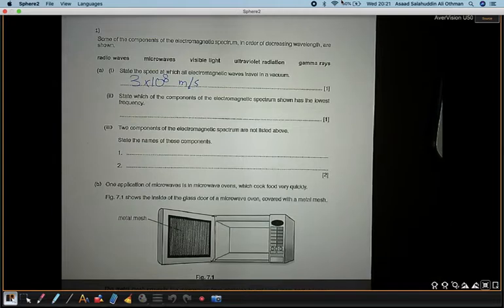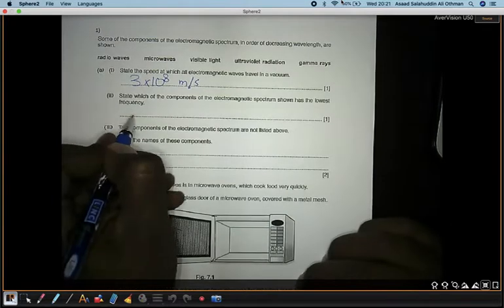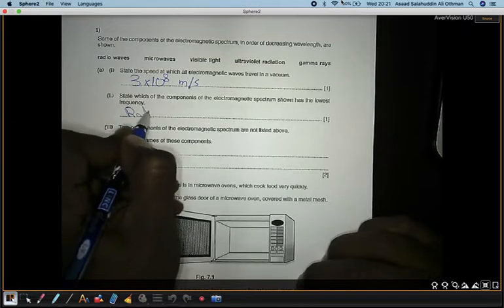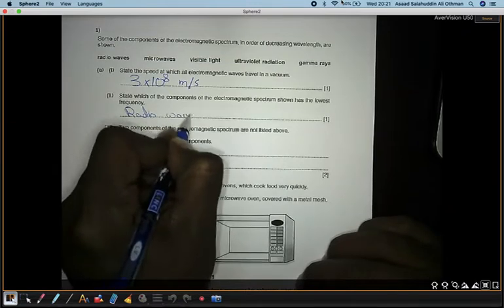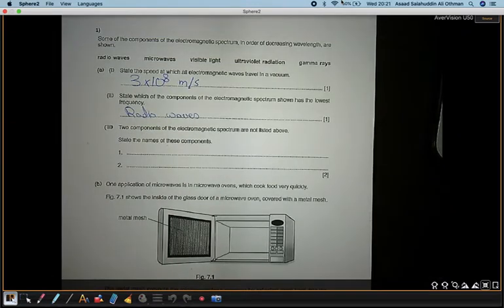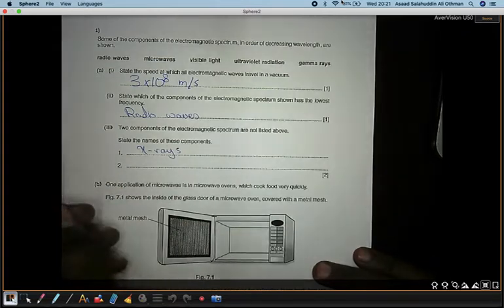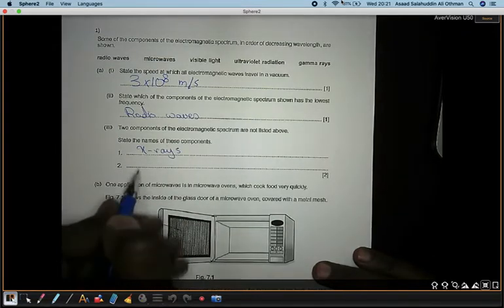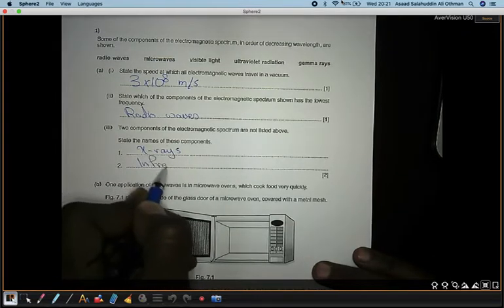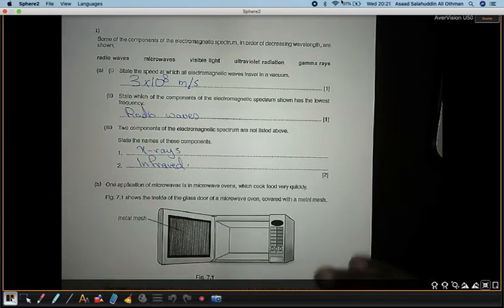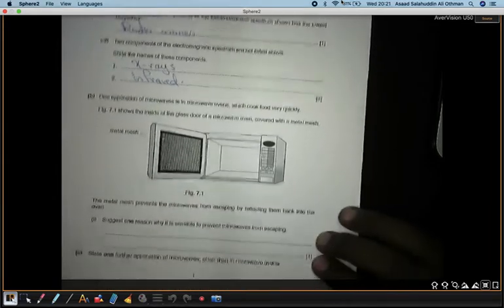State which of the components shown has the lowest frequency. So the lowest frequency is radio waves, all right, and the highest frequency is gamma rays. 2 components are not listed above. State the names of these components. So X-rays are not listed, and infrared is not listed as well. So these are the 2 components that are not listed.